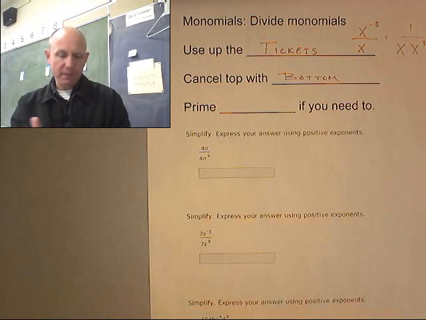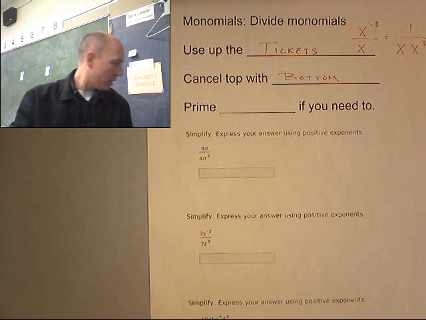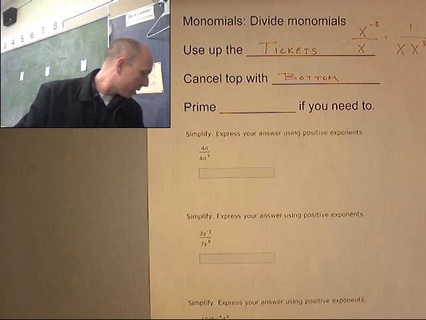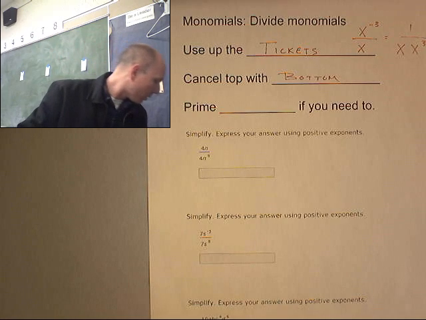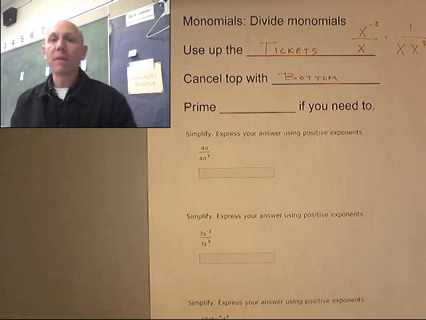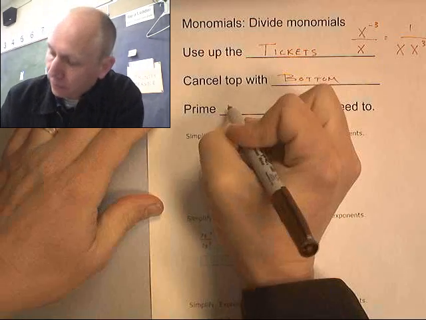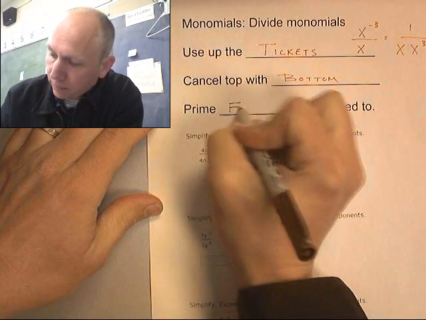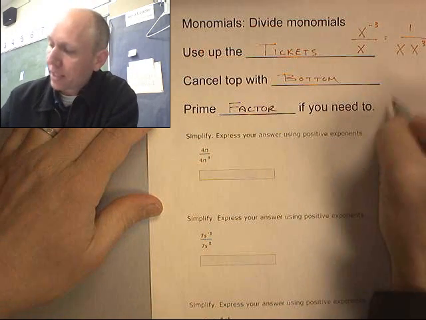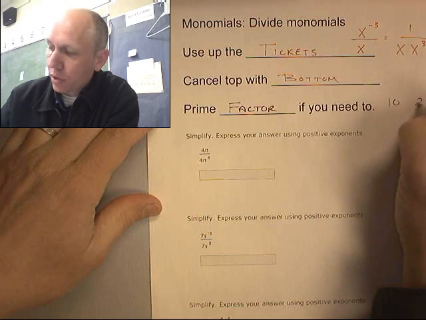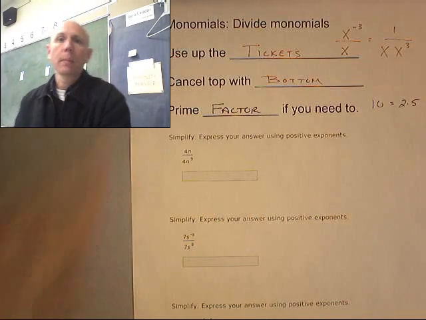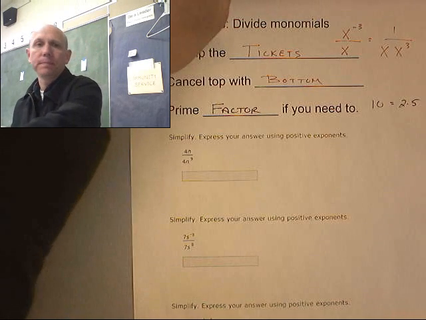And prime factor things if you need to. A lot of times, prime factoring is going to make your life easier. Yeah, let's use this one. So prime factor if you need to. And the idea of prime factoring is if I had something like 10, isn't 10 really 2 times 5? That's prime factoring. Break it down. Let's do some problems.